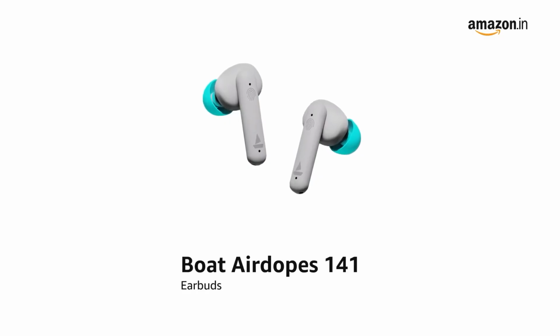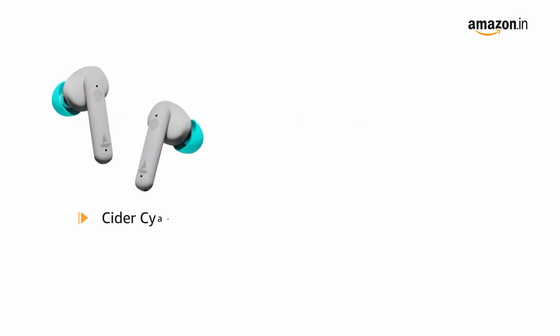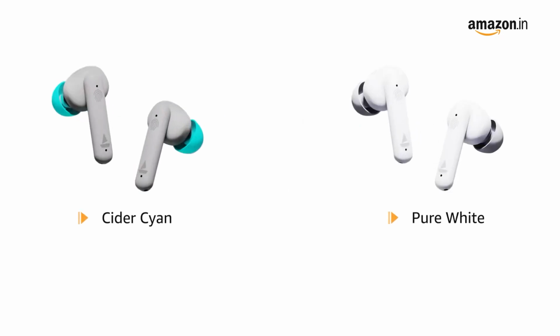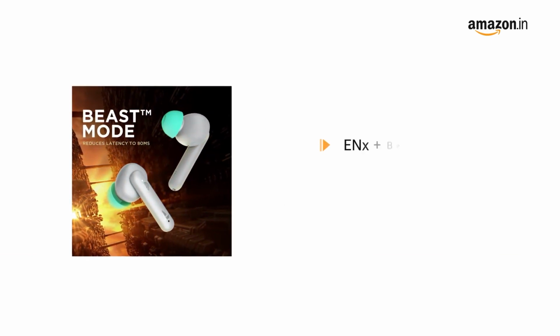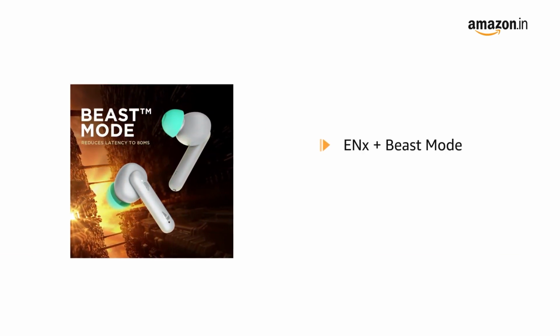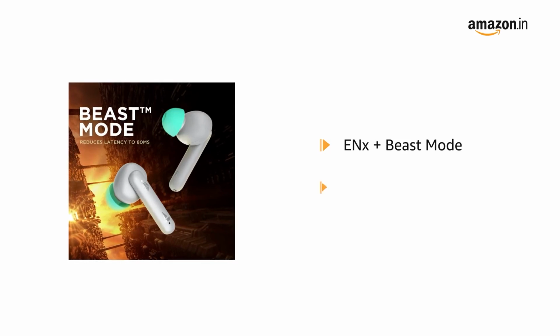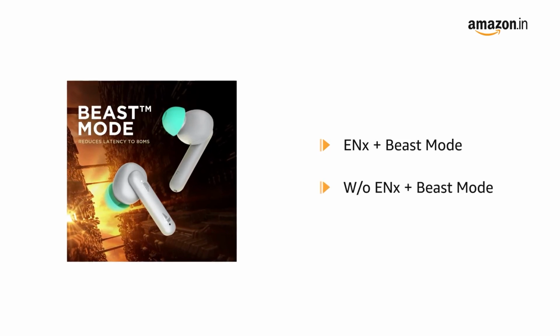Presenting boAt Airdopes 141 Earbuds. It is available in Cider Cyan and Pure White color variants. It comes with two different style variants, that is the Environmental Noise Cancellation plus Beast Mode, and the other one is without the Environmental Noise Cancellation plus Beast Mode.